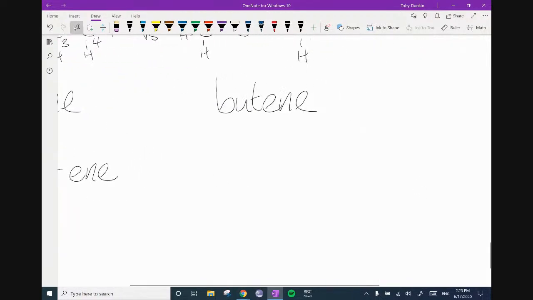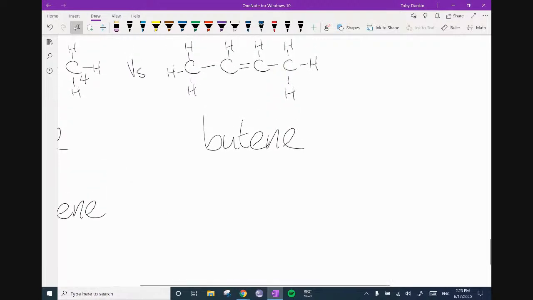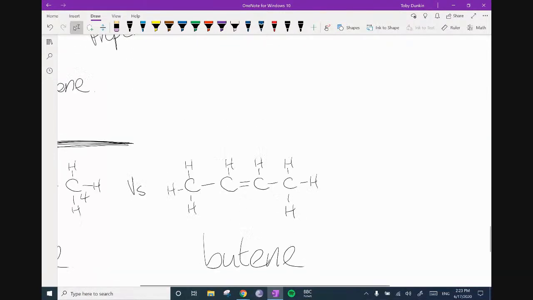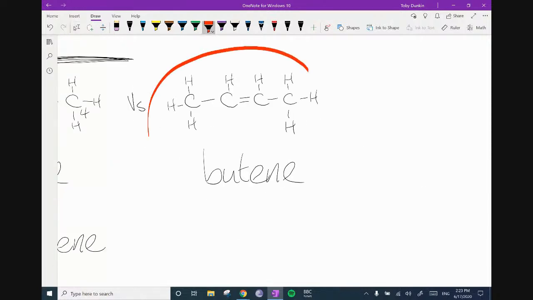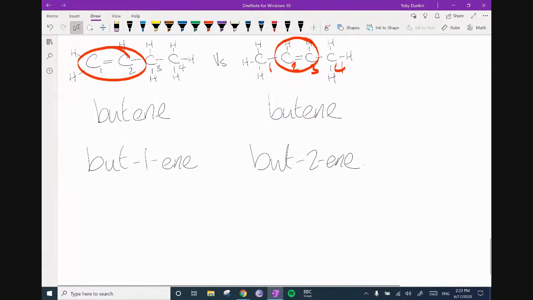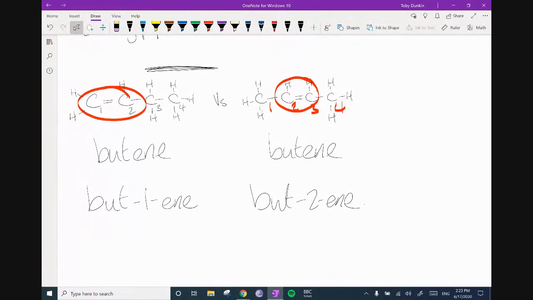And this one has the carbon-carbon double bond between carbons 2 and 3. So I'd pick the lowest number. This is but-2-ene. Is everyone in my year 10 classroom okay with this concept?